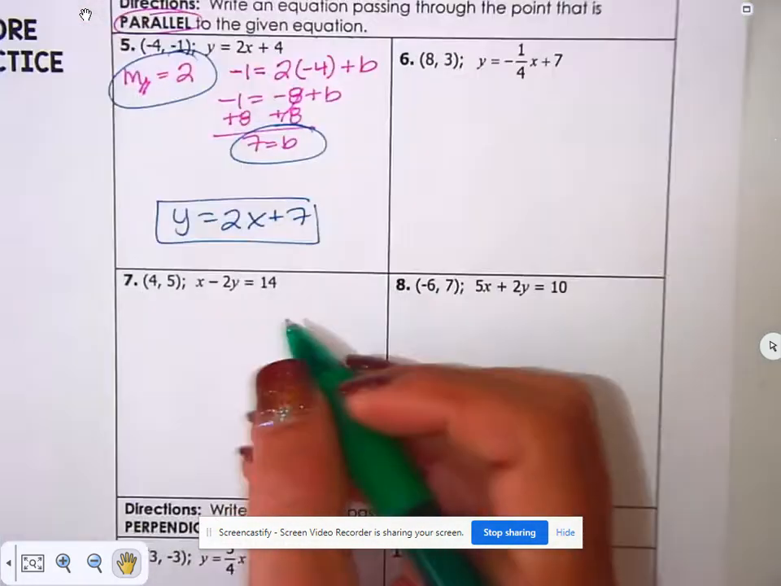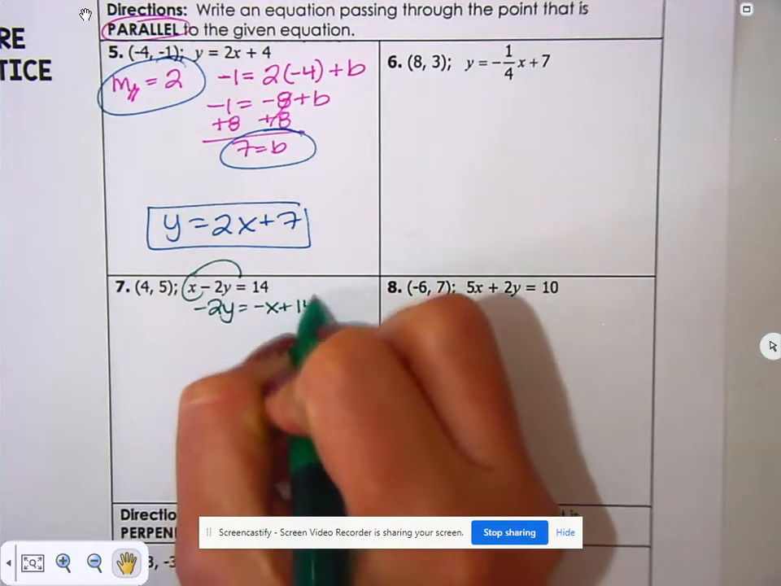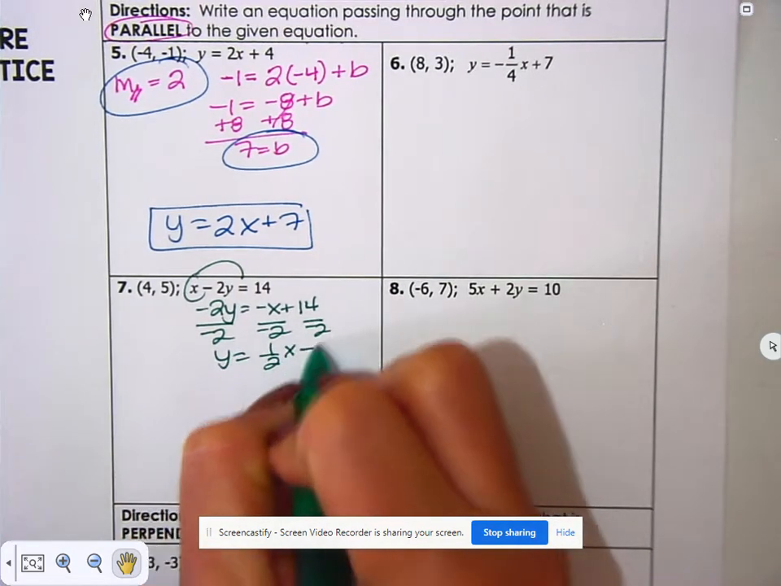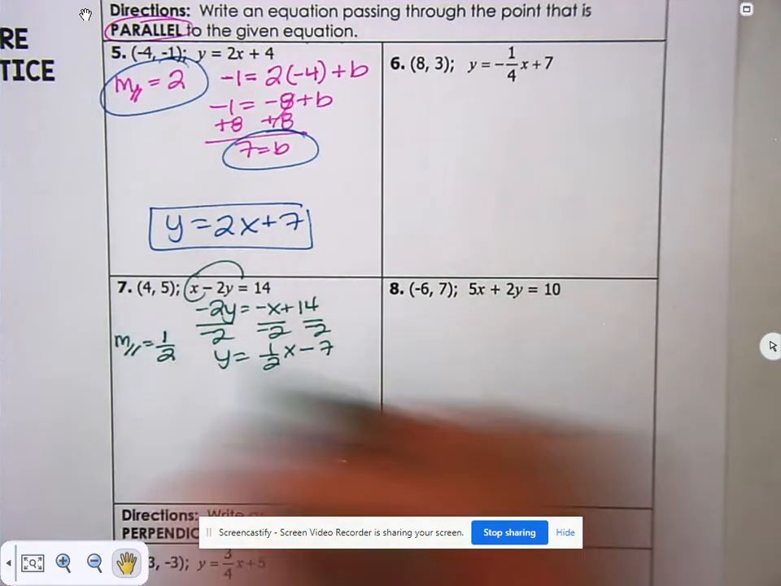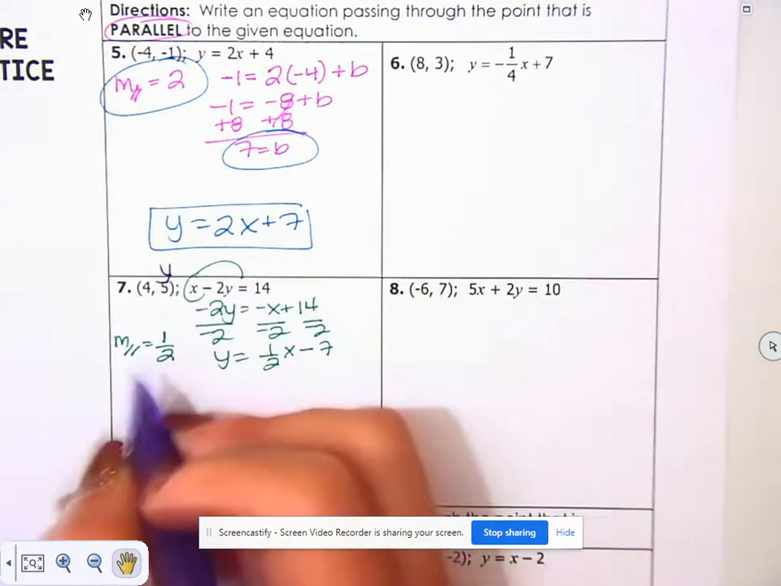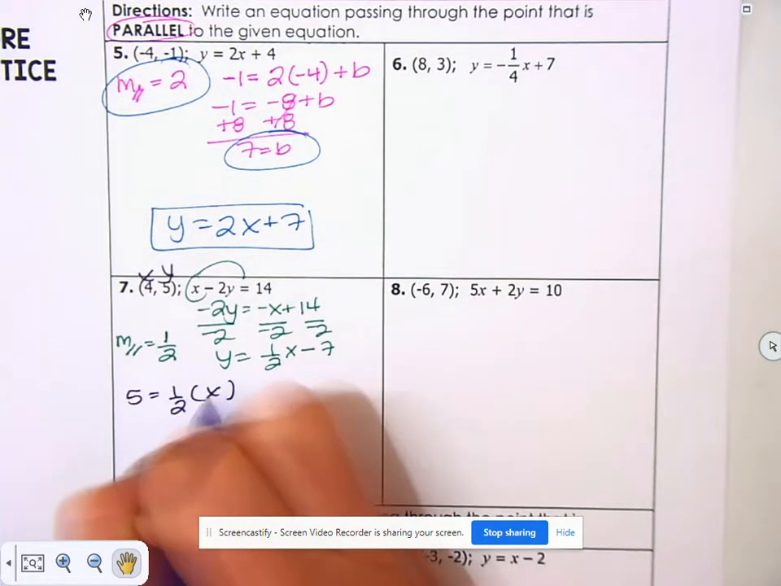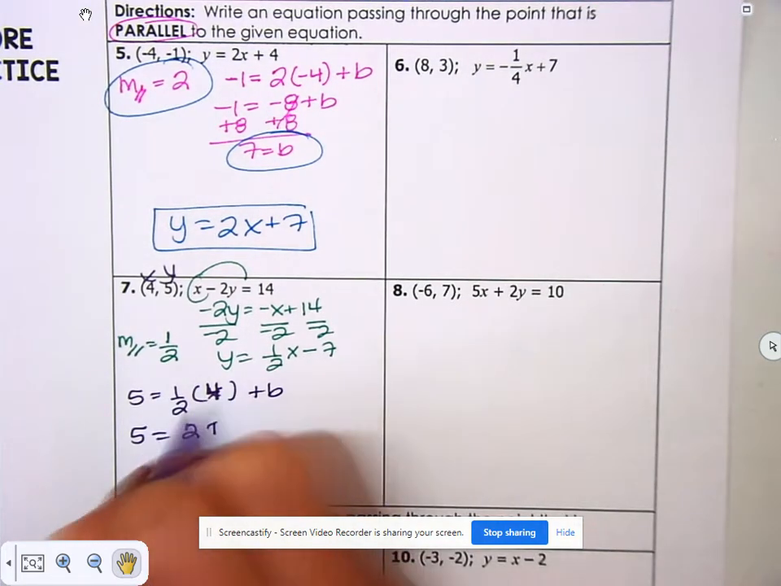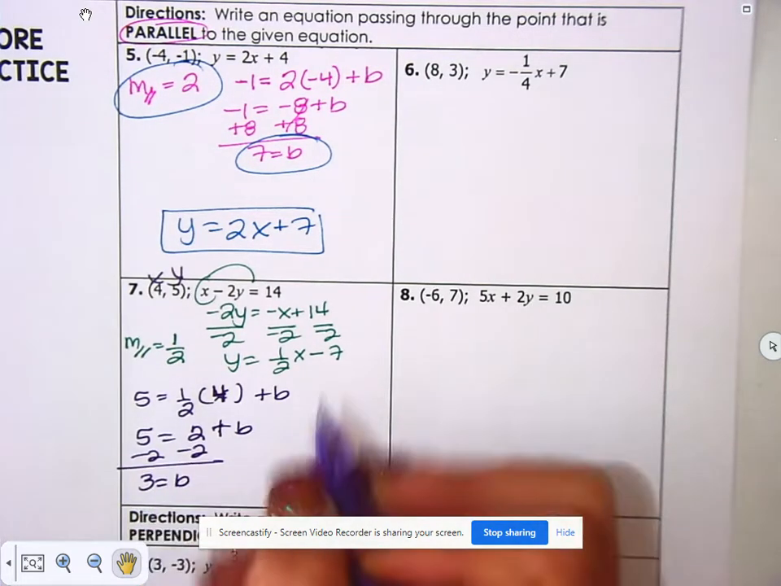All right, so for number 7, we've got to get it in slope-intercept form. So I'm going to move my x first. That turns into a positive 1/2 x. So our m for our parallel slope is positive 1/2 because they are the same. All right, so now we're going to jump into our equation. Here's our y, which is 5. Our m is positive 1/2. Our x is 4. Oops, sorry. Plus b. So 5 equals 2, because half of 4 is 2, plus b. Move your 2 over and our b is 3.